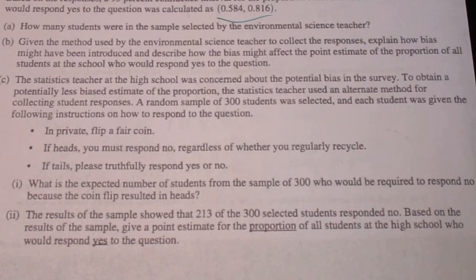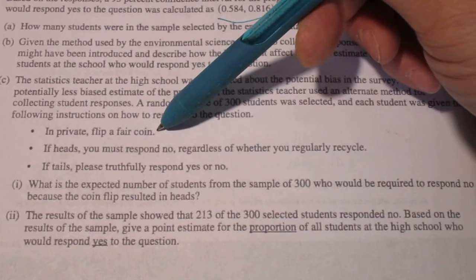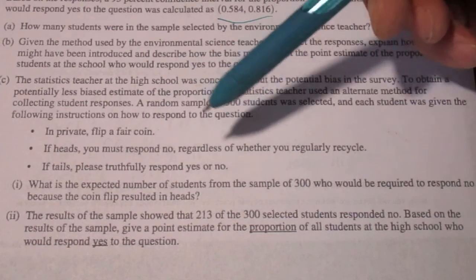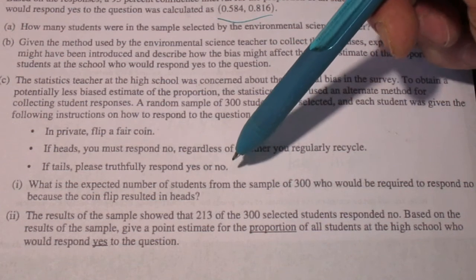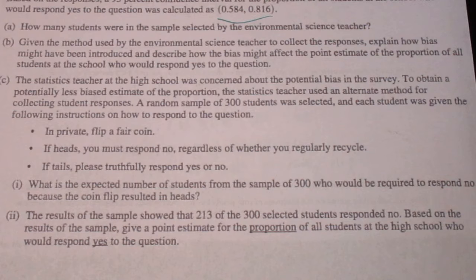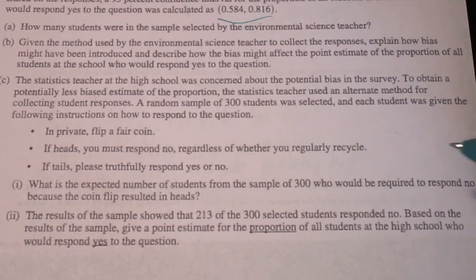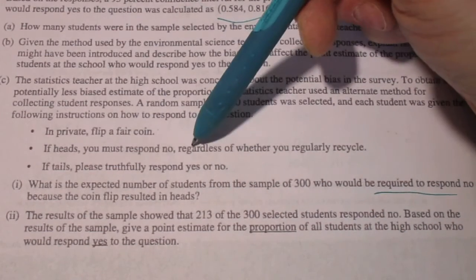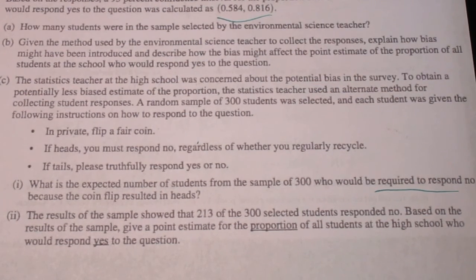Each student was given the following instructions on how to respond. In private, flip a coin. If heads, you say no no matter what. Tails, you answer honestly. And then, what's the expected number of students who would be required to respond no? Okay, so the only people that are required to respond no are the heads people. Expected number.